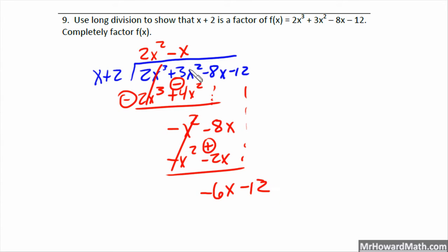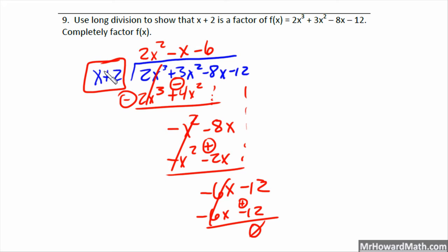What times x would give me negative 6x? Subtract 6x. Whoops. Subtract 6. Negative 6x. Negative 6 times 2, negative 12. Cancels. This flips to a plus and also cancels. Remainder is 0. So that proves that x plus 2 is a factor of this original cubic polynomial here.